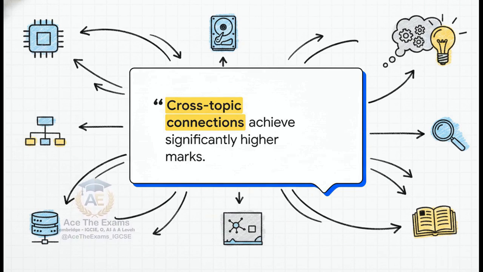The examiners are explicitly telling us, right here in black and white, that they are looking for connected, applied knowledge. They want to see systematic analysis. They want evidence-based reasoning. If your exam strategy is just rote memorization and regurgitating the textbook, you are literally leaving an enormous amount of marks on the table, and we are going to fix that today.